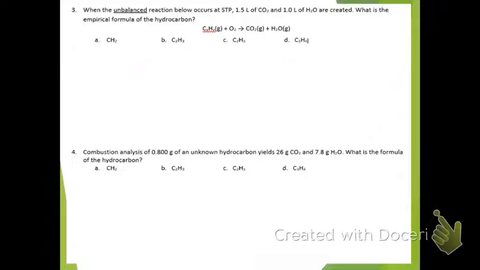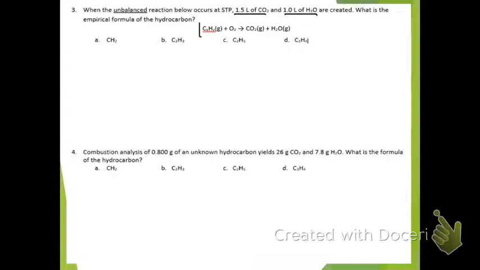In number 3, we see the unbalanced reaction for a hydrocarbon, and we are told that at STP we are producing 1.5 liters of CO2 and 1 liter of water. We're looking for that empirical formula. If we're looking for an empirical formula, the first thing we always need to do is get to our mole values. Even though this one doesn't start in grams like the other ones that we've seen, we can still find the moles of carbon in those liters of CO2 and the moles of hydrogen in those liters of water.